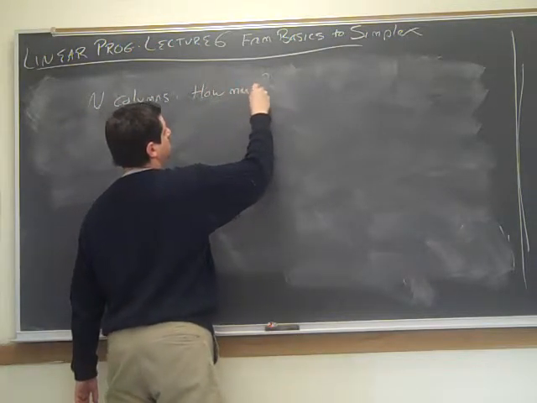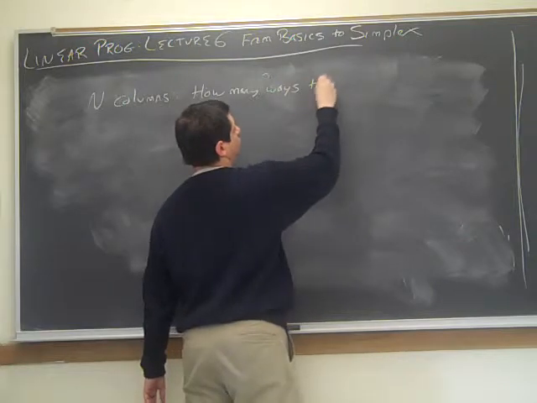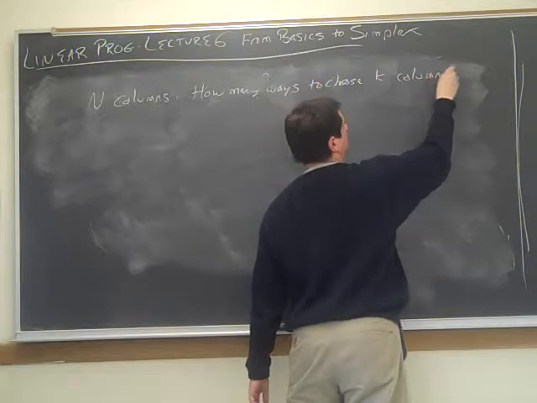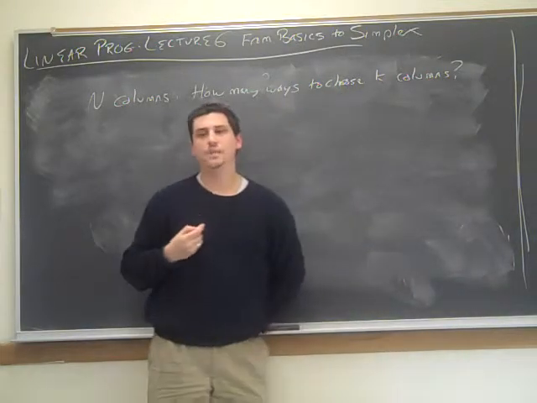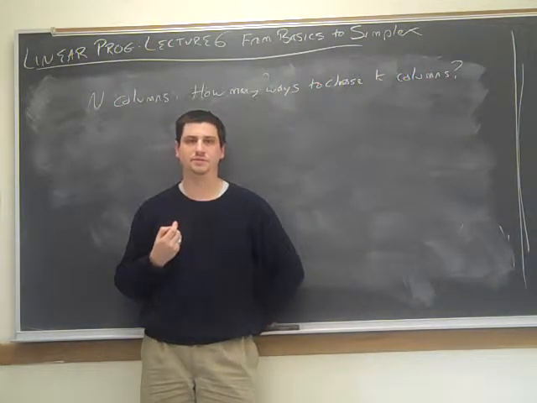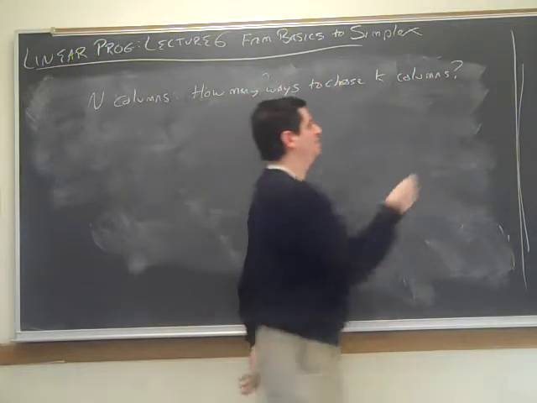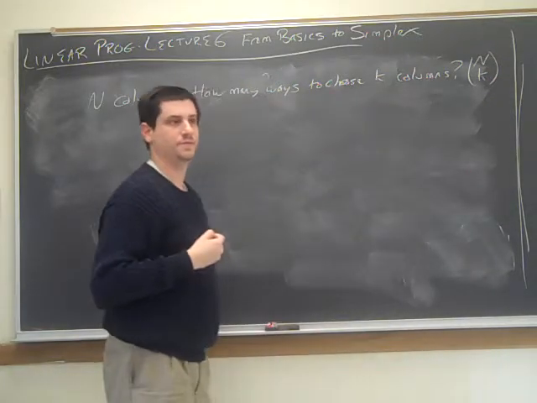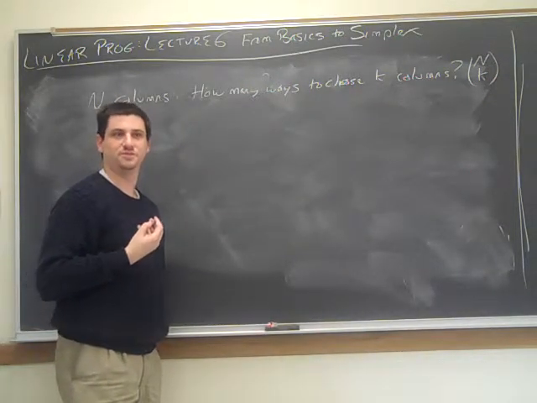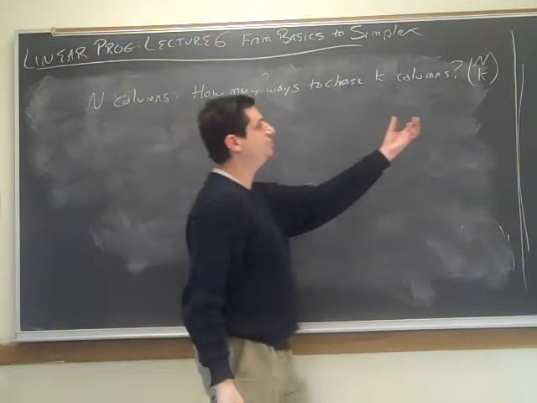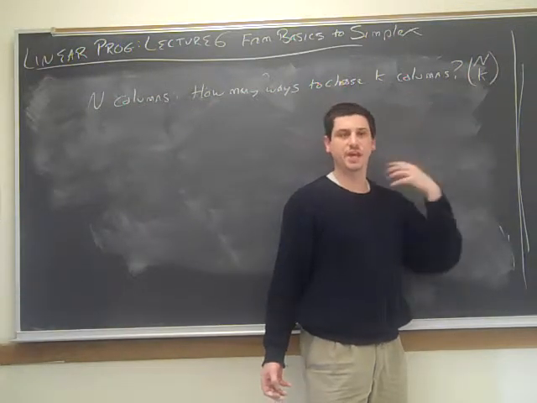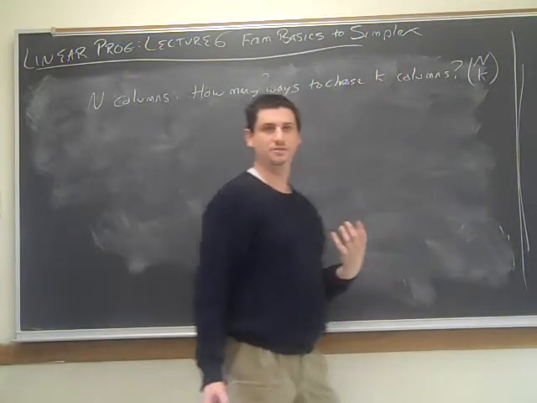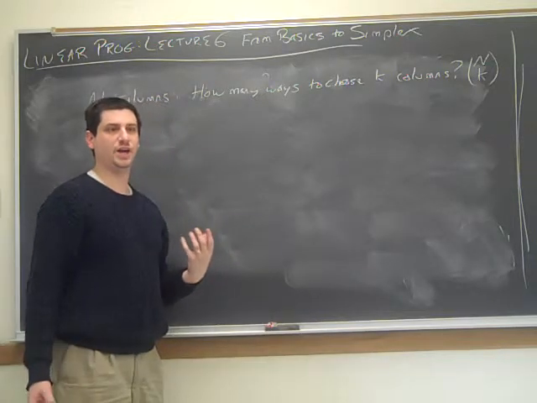How many ways to choose k columns? So how many ways are there to choose k columns from n? n choose k, right? This is in some sense the definition of the choice function. That's a finite number, right? So all we have to do is show that for every set of k columns, there's at most one basic feasible solution, right? And if we can do that, we're done.